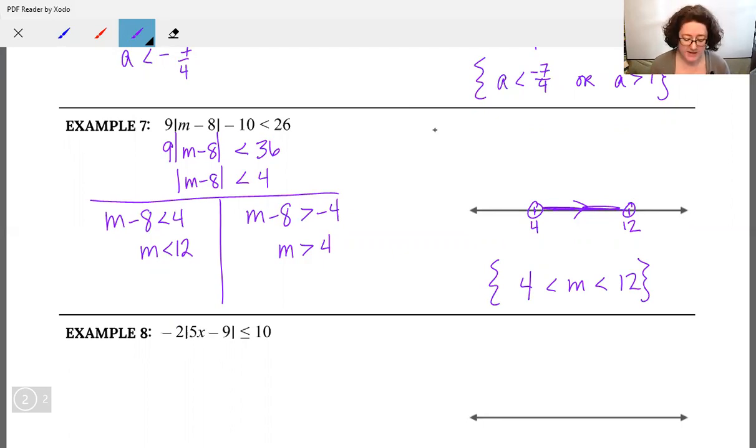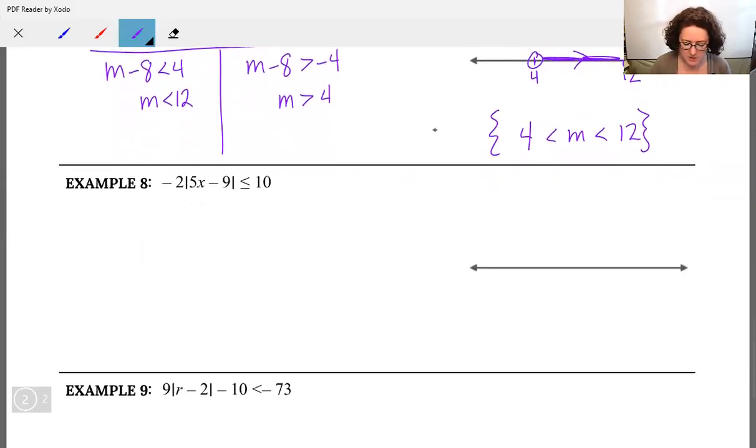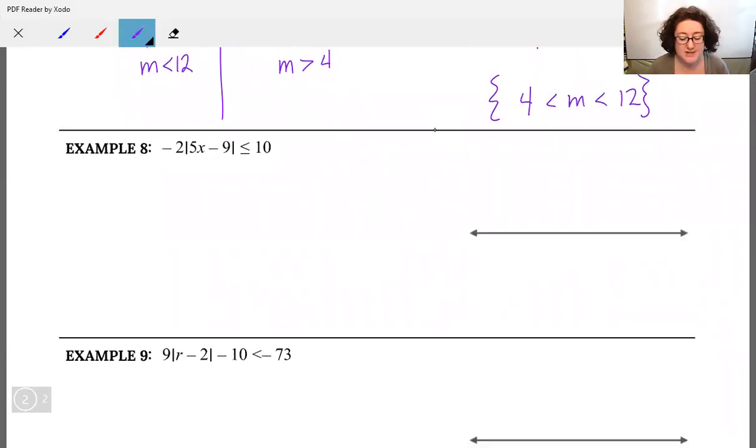Alrighty. So again, number 8, what looks a little different about this one? In number 7, we had a leading 9 in front of our absolute value bars. This one, we have a negative 2. So just be careful when you move this one that we still have to take into account that negative value. So I don't have any other constants to move away, just the negative 2 that's sitting outside that absolute value. So if I divide both sides by negative 2, it's going to leave me with a 5x minus 9. But dividing by negative 2, what do I need to do? Flip my inequality.